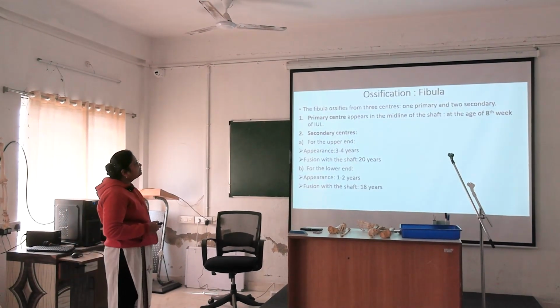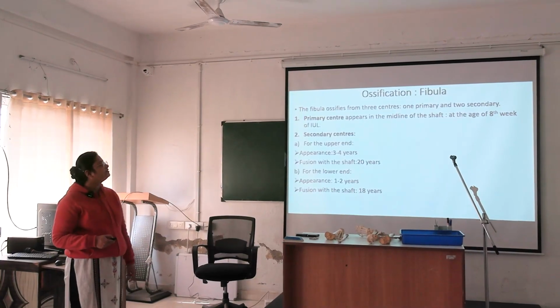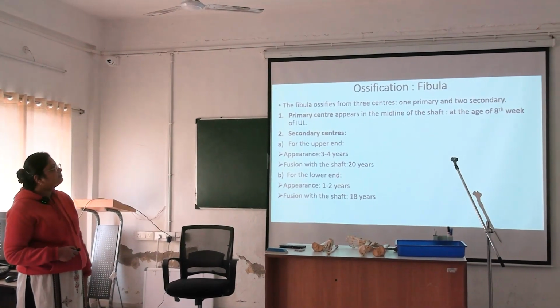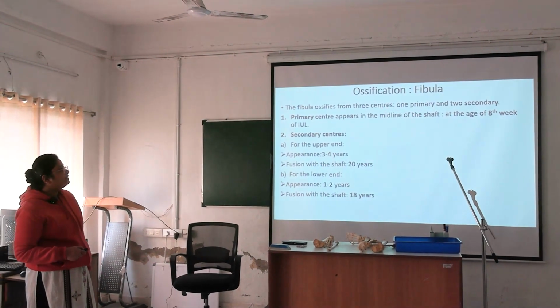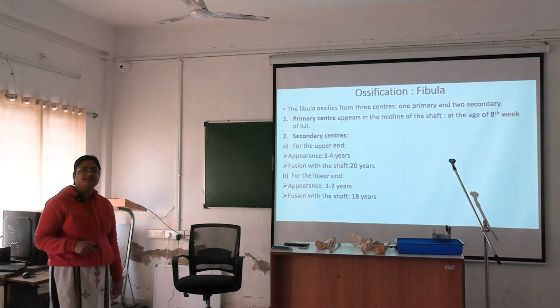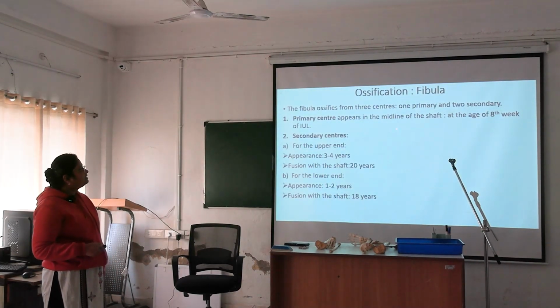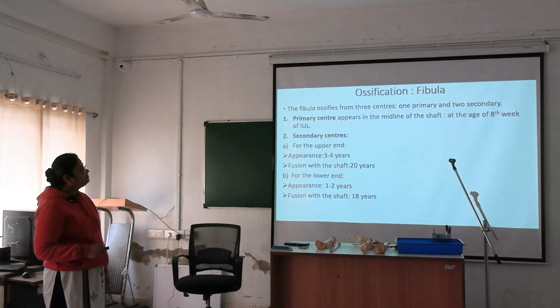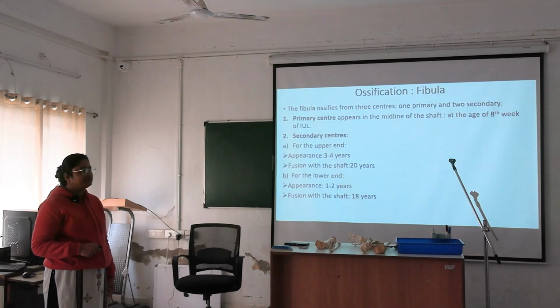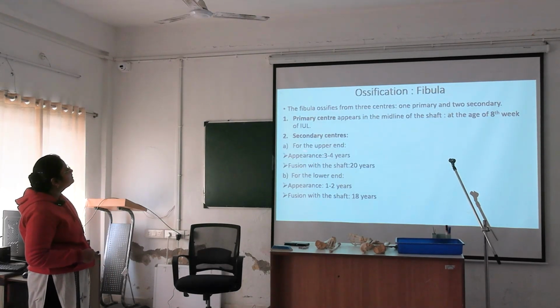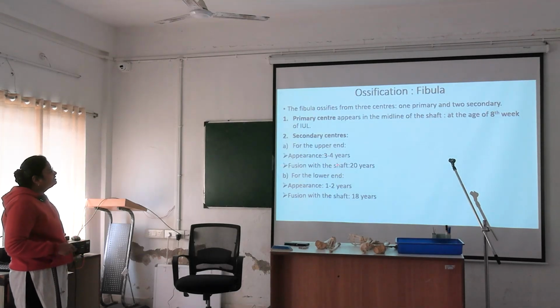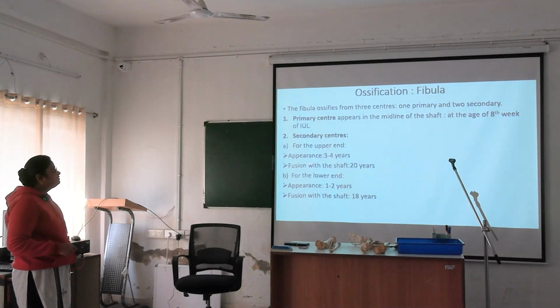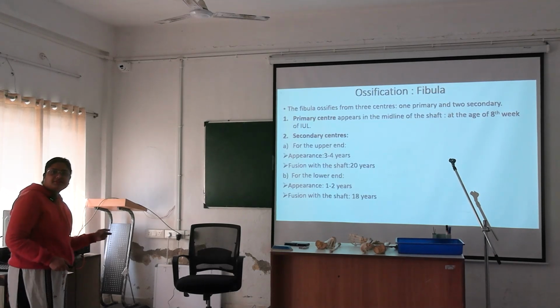Next, after that, we go to the ossification of the fibula. Fibula ossifies from three centers, one primary center and two secondary centers. The primary center appears in the midline of the shaft at the 8th week of intrauterine life, and the secondary center for the upper end appears at 3 to 4 years of age, and fusion with the shaft occurs at 20 years.